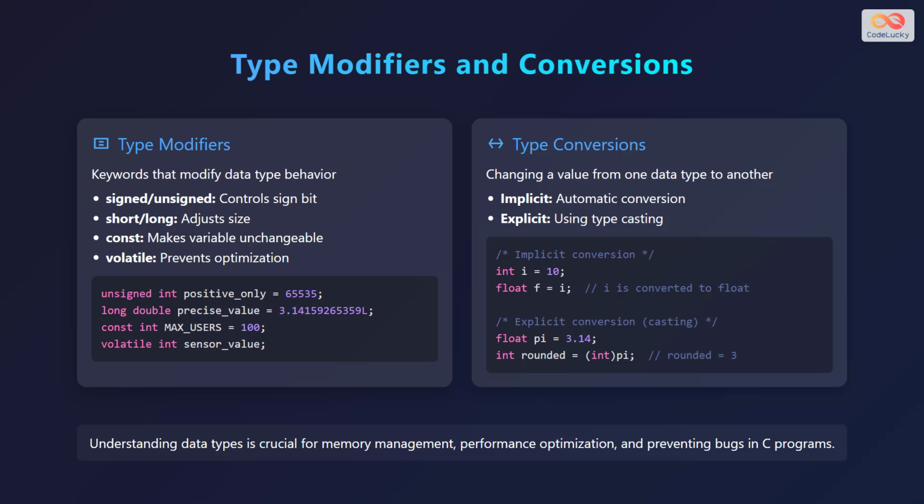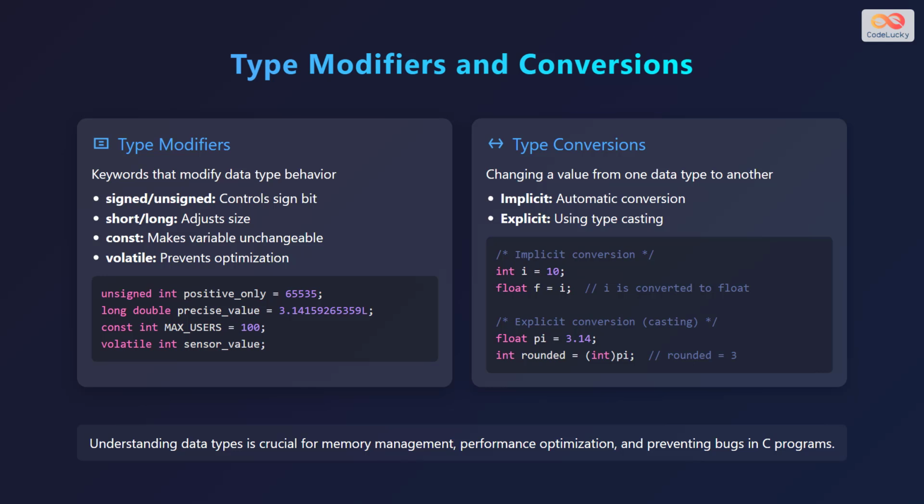Here are some examples. unsigned int positive_only = 65535; long double precise_value = 3.14159265359L; const int max_users = 100; and volatile int sensor_value. Type conversions involve changing a value from one data type to another. Implicit conversions happen automatically, while explicit conversions, also known as typecasting, require you to specify the target type.